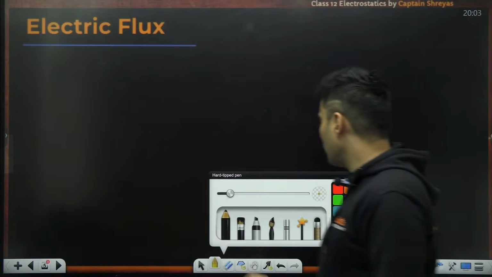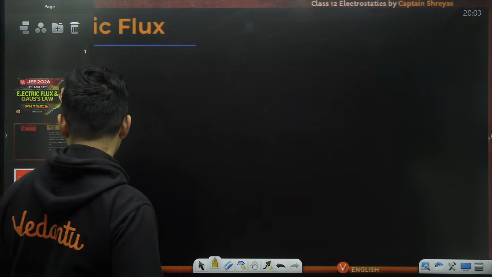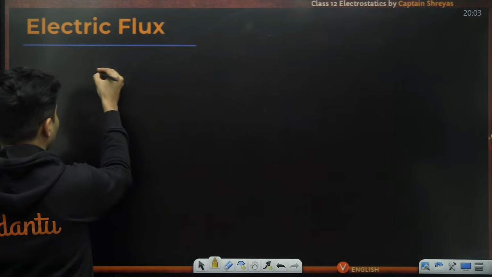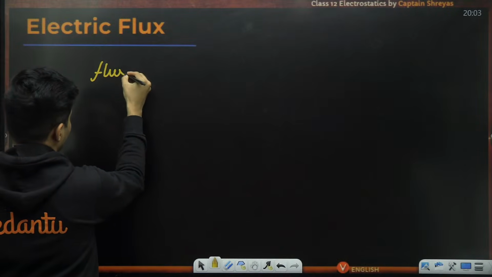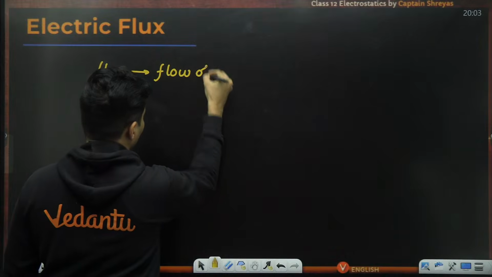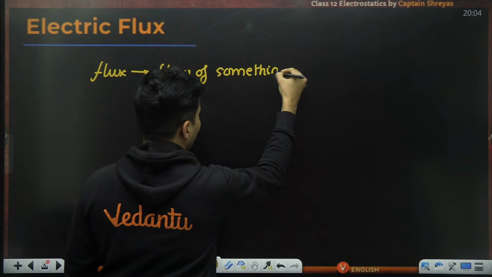So let's talk about electric flux first. Now, before we talk about what is electric flux, we need to understand what is flux in general. Flux represents the flow of a quantity, flow of something.